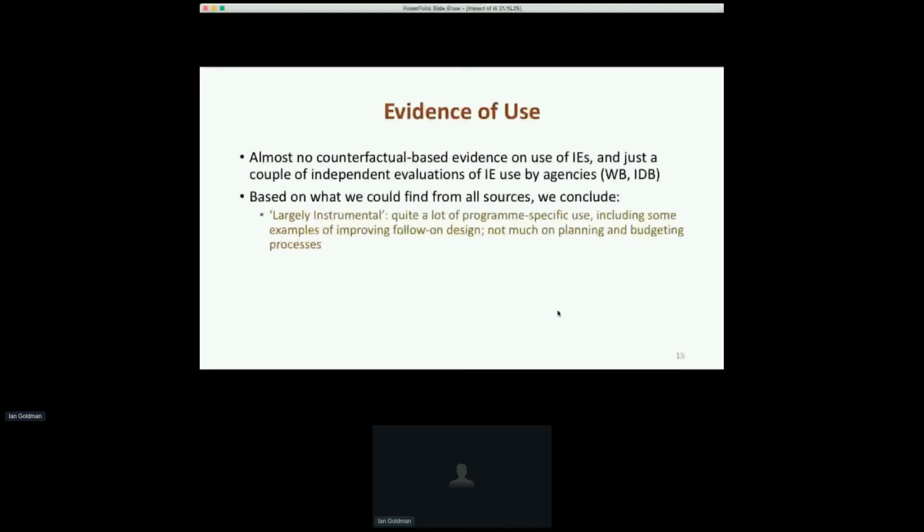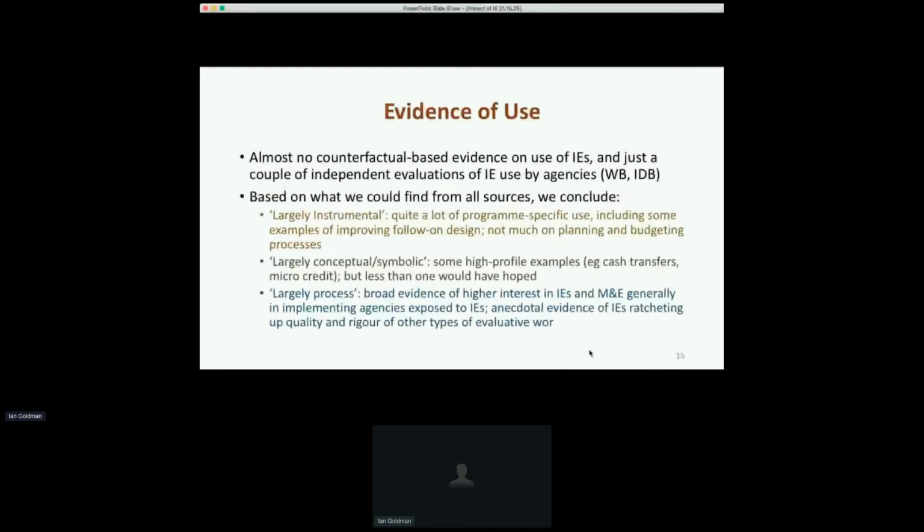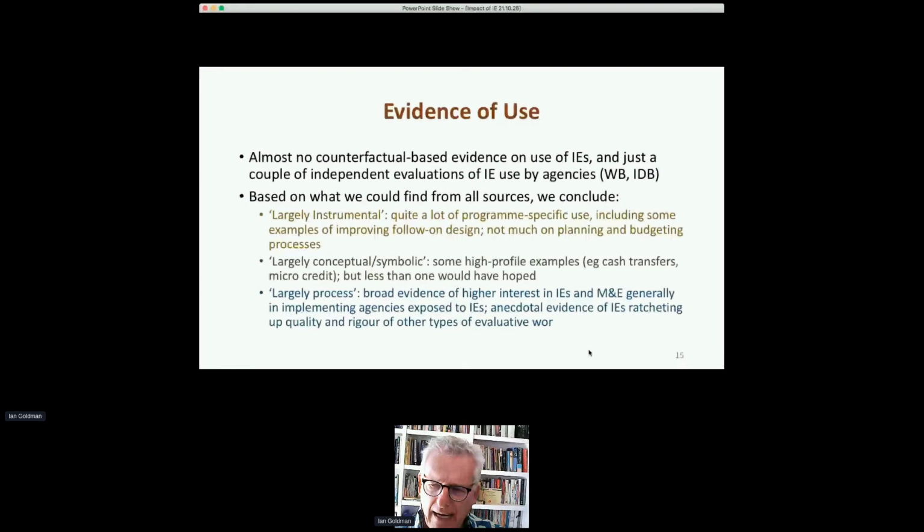But largely conceptual or symbolic use, there's some high-profile examples, but less than perhaps one might have hoped. And largely process, we're seeing quite broad evidence of high interest, and some anecdotal evidence of IEs ratcheting up the quality and rigor of other types of evaluative work.